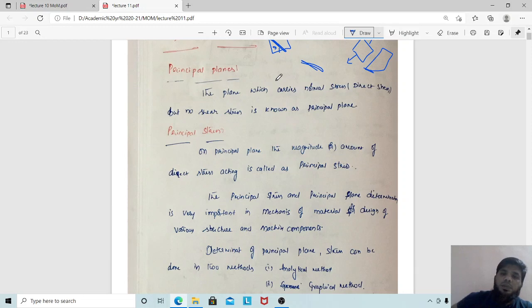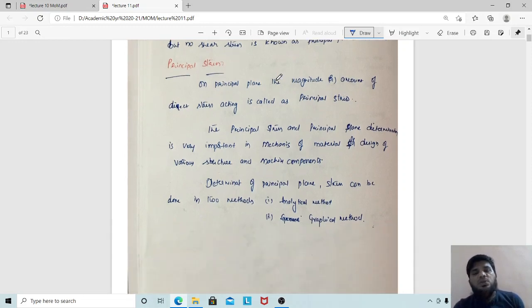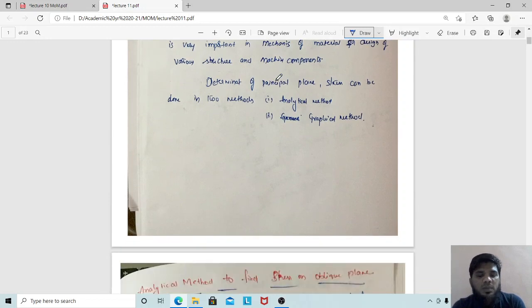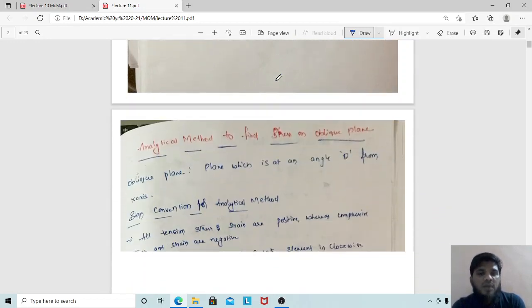On a principal plane, the magnitude or the amount of direct stress acting is called principal stress. The sigma value which is acting on a plane which has no shear is called principal stress. We can identify these principal stresses by two methods. One is the analytical method, another is the graphical method. The analytical method is nothing but doing some mathematical solving.